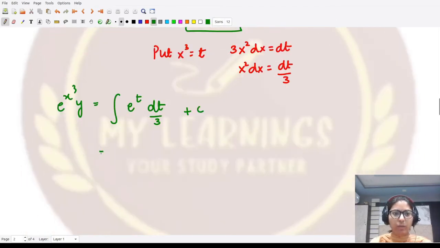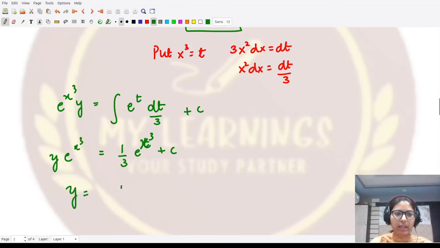When we perform this integration, this is 1 by 3 times e to the power t plus c. And t is nothing but x cube, so we have 1 by 3 e to the power x cube plus c. So the value of y is 1 by 3 plus c times e to the power minus x cube. This is your solution.